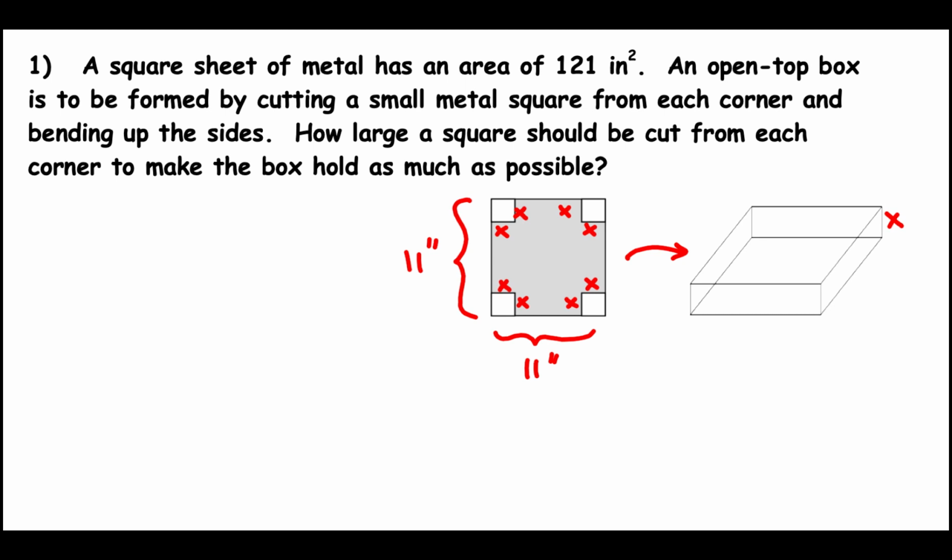All right, so this 3-dimensional box, we have to figure out how to label it. How long is each side? Remember, it came from a square, and it still will be a square. It started at 11 inches, but you cut off X from each end. So these will be a pair of 11 minus 2 X's.